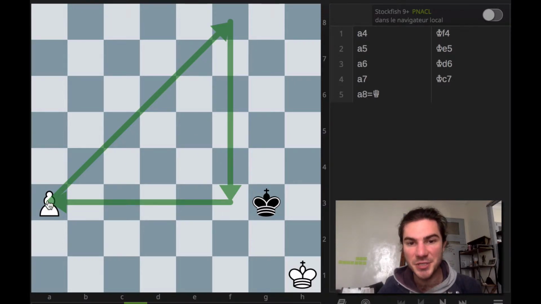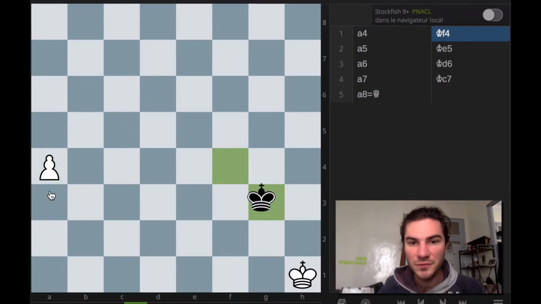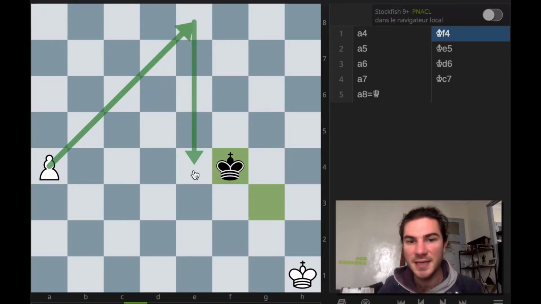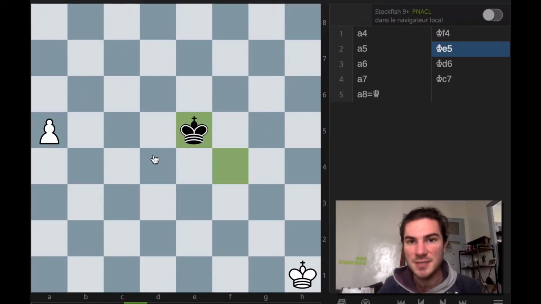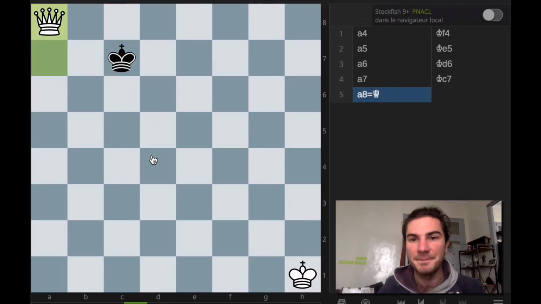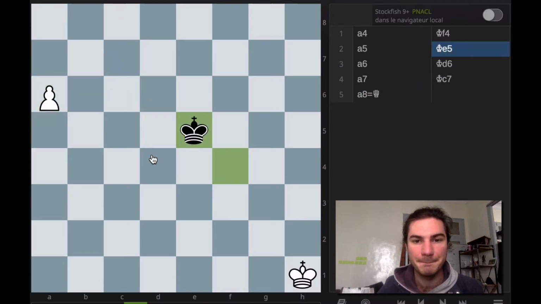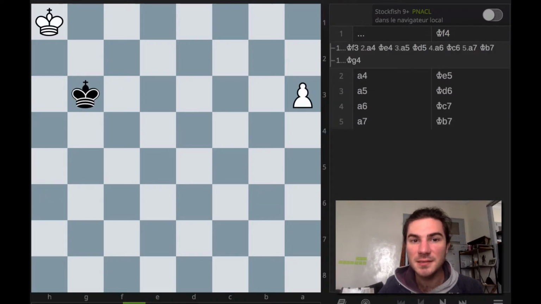Now here in this position, with white to move, you'll notice the king is still outside of the square. The king is still outside of the square. There's just nothing he can do to stop the pawn. No way to stop it. But if it's black to move, he can manage the draw.